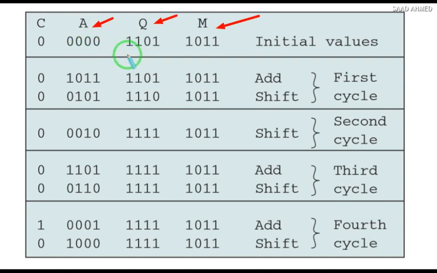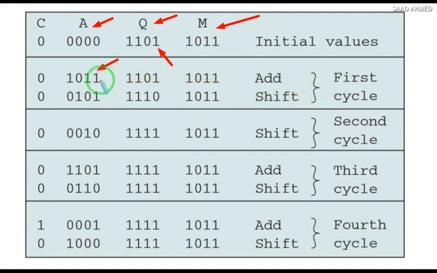In the first step, we check Q0, and Q0 is this bit on the right side. Remember, in the flow chart we are checking it for 1. If it is 1, we add the value of M to A. Here A is all zeros, so adding 1011 gives you 1011. This is the addition during the first cycle.